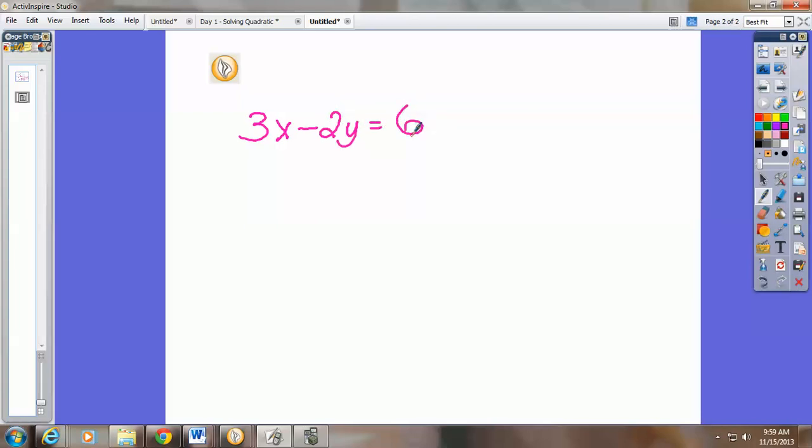Let's make this an inequality. If it's not in slope-intercept form, like in this next example, is that going to matter? No, we should still be able to graph it. We need to put it into slope-intercept form. So what would be your first step? Subtracting 3x.